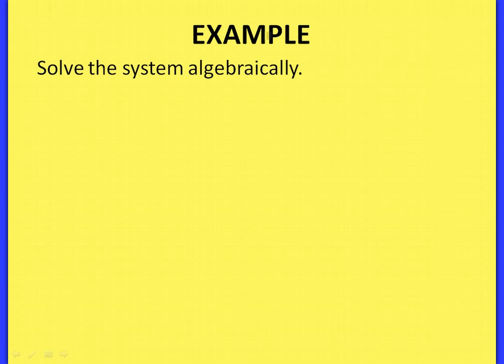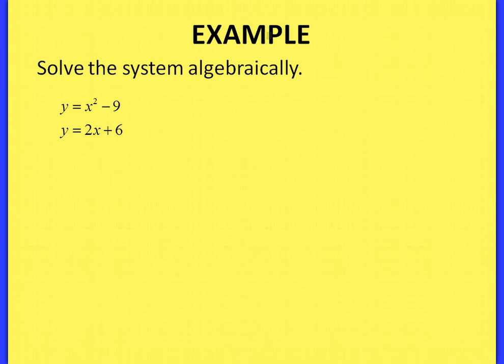Now, we're going to talk about doing this again. We're going to look at another example. Here you can see we still have another quadratic, y equals x squared minus 9, and y equals 2x plus 6. There again, we have a quadratic and a linear.